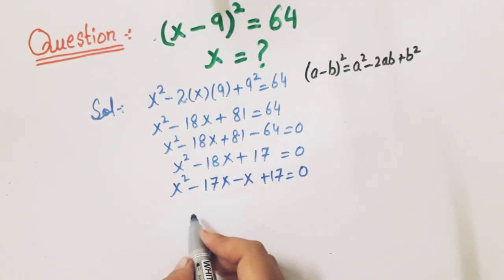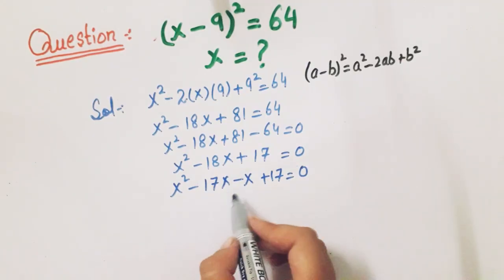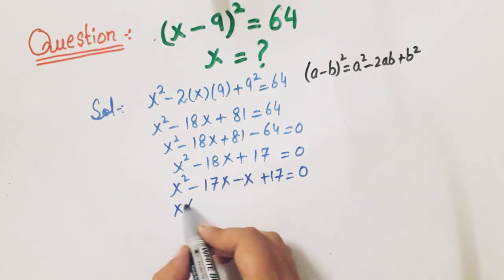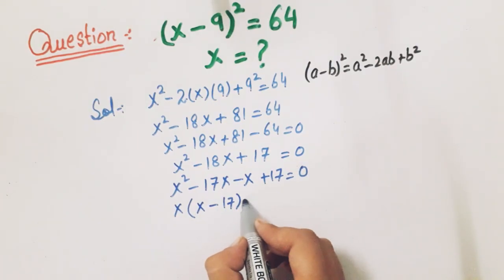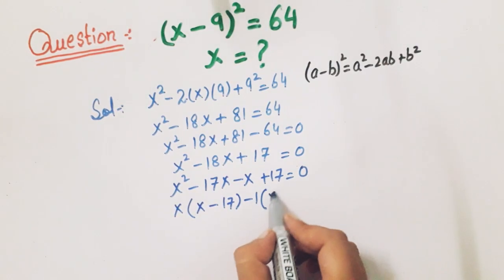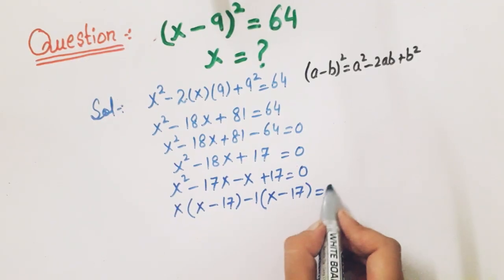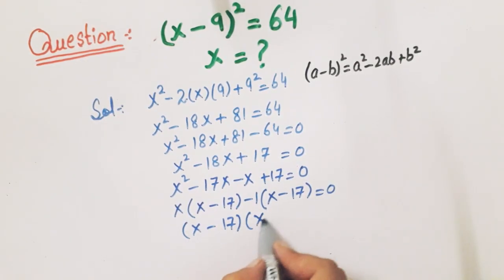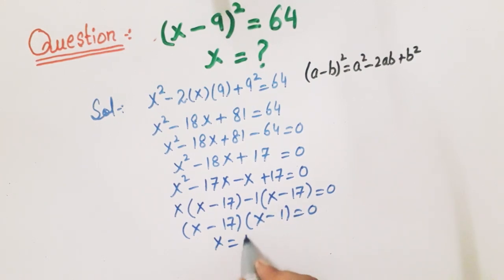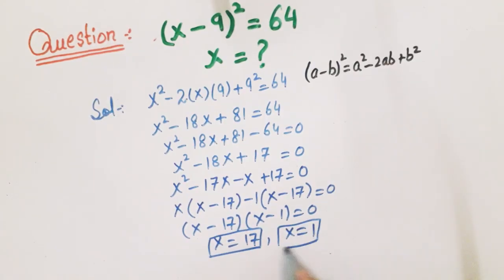Now in the next step we will take the common term between them. x is taken as common, so x minus 17, and minus 1 is taken from this, so x minus 17. So we get the pair (x minus 17) and (x minus 1). Now the values are x equals 17 and x equals 1. These are the two values, these are the solutions for this one.